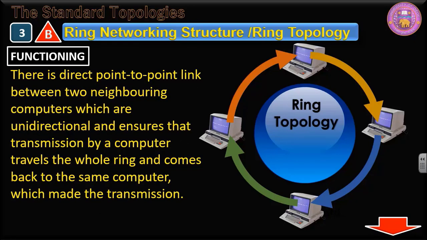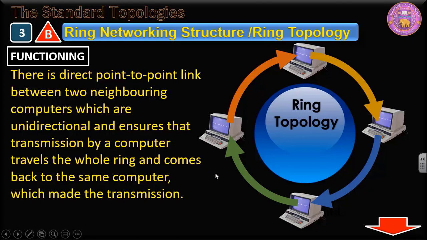In functioning, there is a direct point-to-point link between 2 neighboring computers which are unidirectional and ensures that transmission by a computer travels the whole ring and comes back to the same computer which made the transmission. In simple terms, it is unidirectional. It means the information flows only in one direction. It cannot move in the other direction. Here you can see that all these arrows are in one direction.